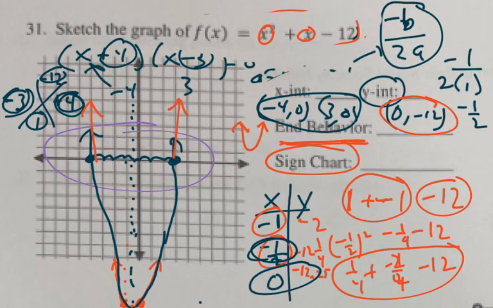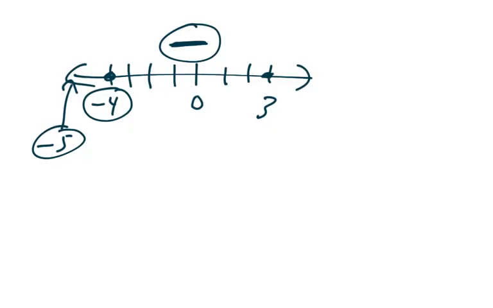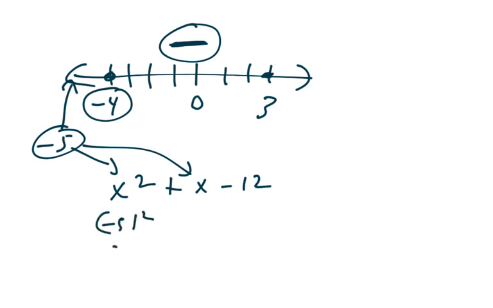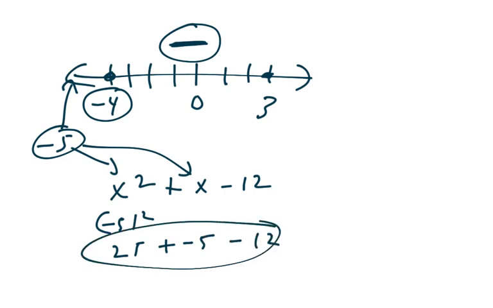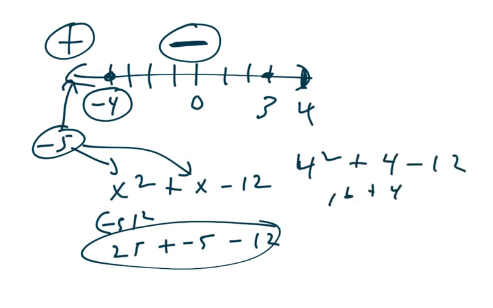What is our function here? x squared plus x minus 12. Let's plug in negative 5. Negative 5 squared, be careful with your negatives, is 25 plus the negative 5 minus 12. Notice that comes out to be a positive. And if I plug in a number like 4 squared plus 4 minus 12, 16 plus 4 minus 12 is a positive value as well.